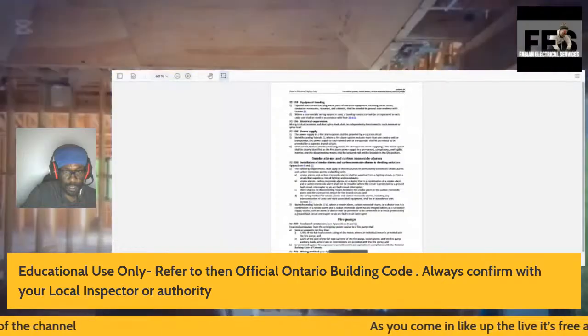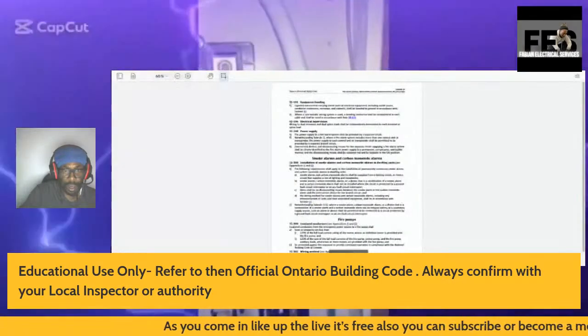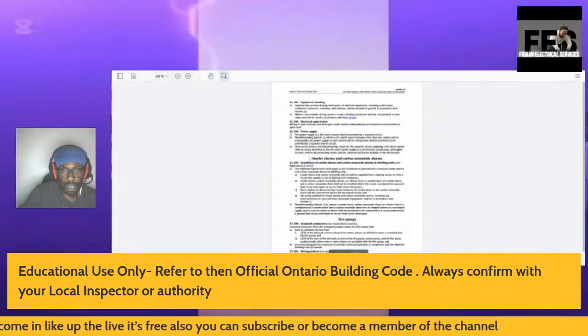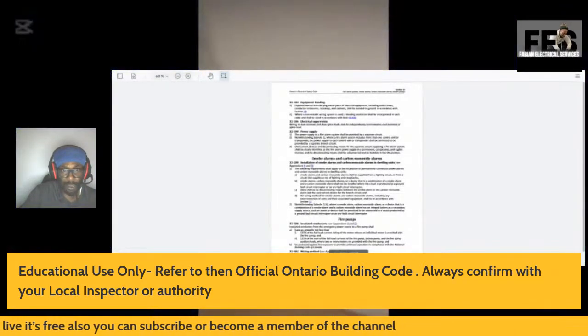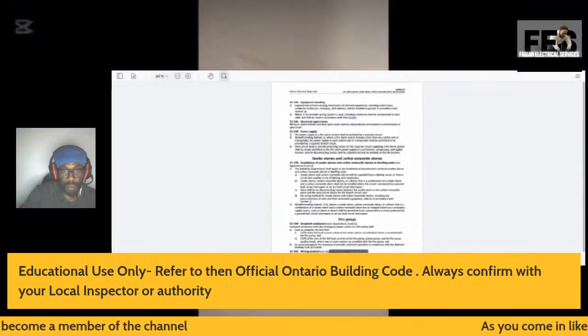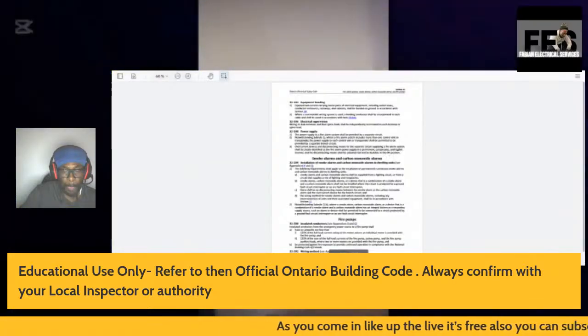Overcurrent device and disconnecting means for the separate circuit supplying a fire alarm system shall be clearly identified as the fire alarm power supply in a permanent, suspicious, and legal manner. And the disconnecting means shall be colored red and be lockable in the on position.